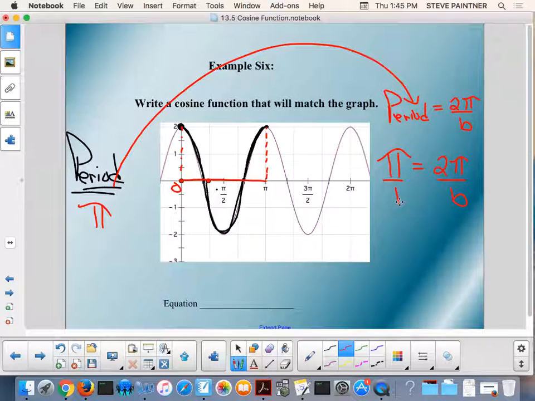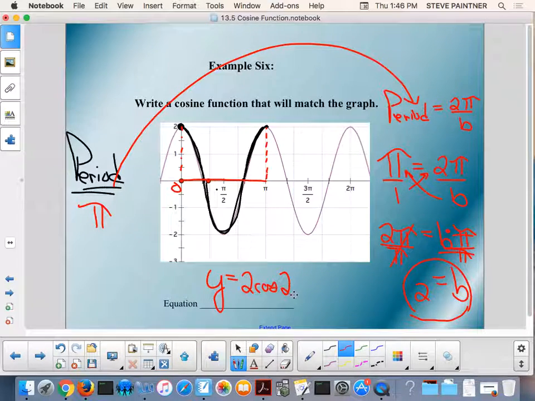Cross multiply. What do you get? This is b times pi. You're going to divide by what? Pi. B equals 2. So you would write what here? Y equals what? 2 cosine. I know, that was wrong. Good? Yeah? You know why you're gonna struggle? Because you can't pick out the period. The period will mess you up. It just will. So guys, be careful when you do that.